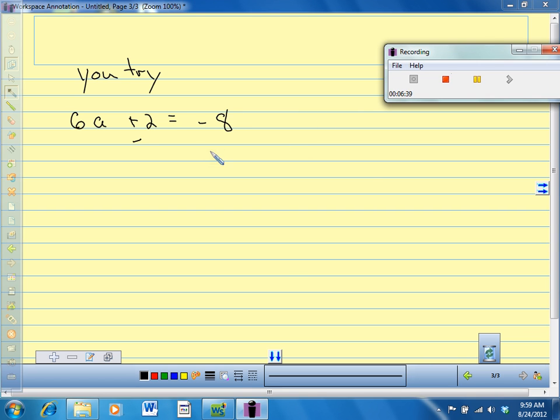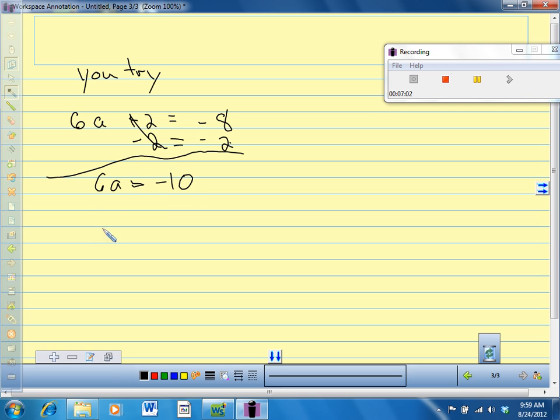Okay. She subtracted 2 from both sides. Don't let me forget to start this thing. Why did I subtract 8 from that side? Because I meant to subtract 2. And I get 6a, this goes away, equals 8 minus 2, that's not a very good equal sign, negative 10. Then I divide both sides by 6, and I get a equals negative 10 over 6, which she then reduced to negative 5 over 3.